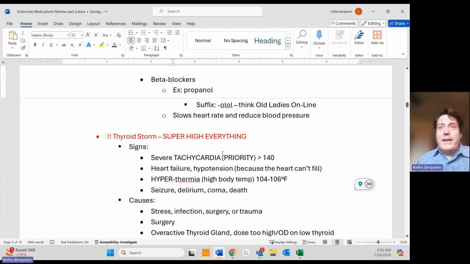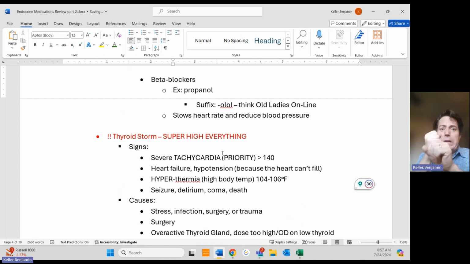The emergency we need to worry about here is thyroid storm. So I made it red in your notes, and that's severe tachycardia, and we're talking like high 140s or higher. And the heart is going lub-dub, lub-dub, lub-dub. It's going so fast that it can't fill. And so what you get is heart failure. And you would think that somebody who's having a really high heart rate like this might have hypertension, right? Because of all the blood that's being pumped.